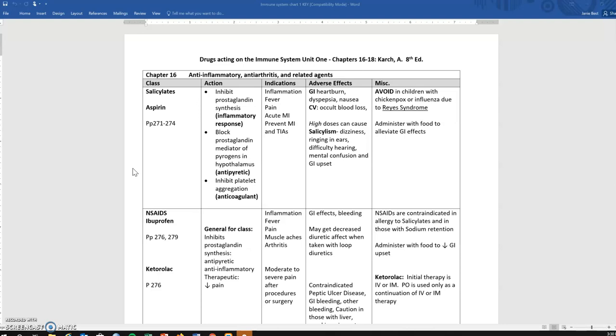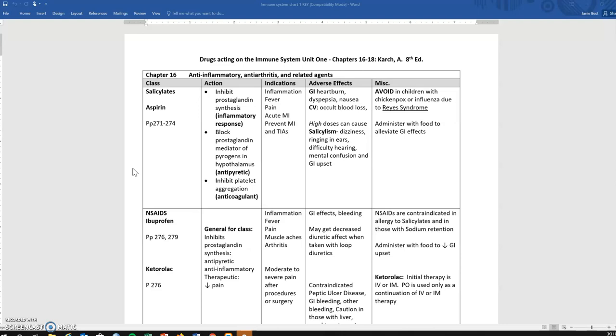Adverse effects of salicylates include heartburn, dyspepsia, nausea, and occult blood loss, which impacts the cardiovascular system by a decrease in hemoglobin and hematocrit and decreasing the oxygen carrying capacity. High doses can cause a condition called salicylism, which includes dizziness, ringing in the ears, difficulty hearing, some mental confusion, and GI upset. So the lowest dose of an aspirin possible should be used.